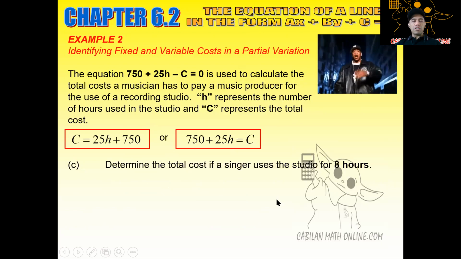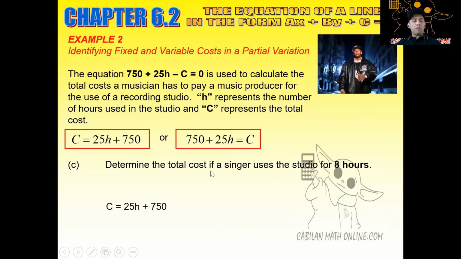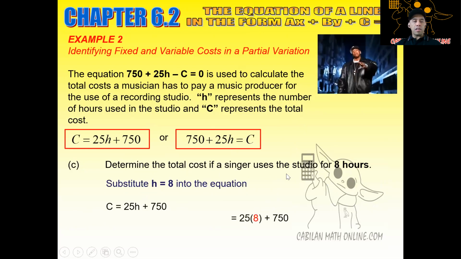Let's now use a formula to solve this problem. Again, we're going to use the first one because it's the first one that I see. It tells us here, determine the total cost if a singer uses the studio for 8 hours. So all we know here is the 8 is the number of hours, and it tells us in the question that H represents the number of hours. So all I'm going to do is put in the 8 and replace it in for the H.